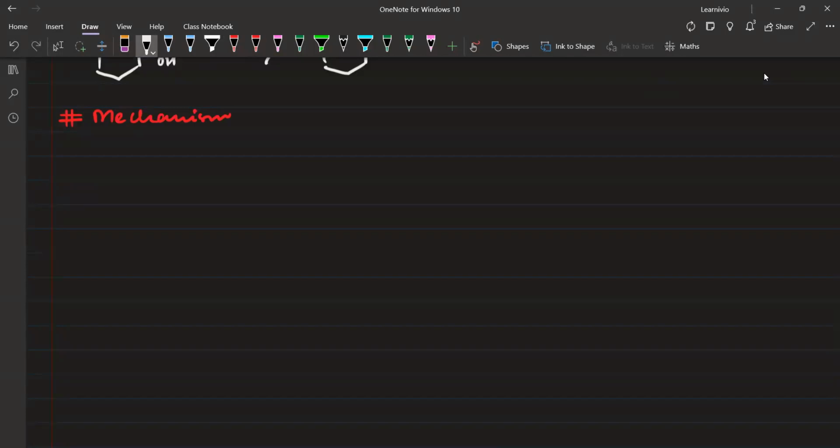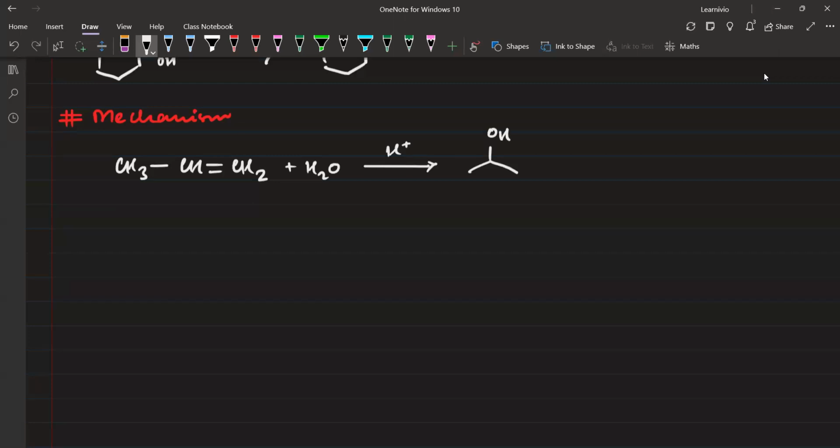Now I will show you the mechanism of CH3, single bond CH, double bond CH2 plus H2O in the presence of H plus. It is going to give you 2 products, and you will have 1, 2, 3 carbon atoms, OH here. This is the major product, and we want to see why this is the major product. Okay, let's just write this also. You will be getting this as the minor product, and why it is the minor product.